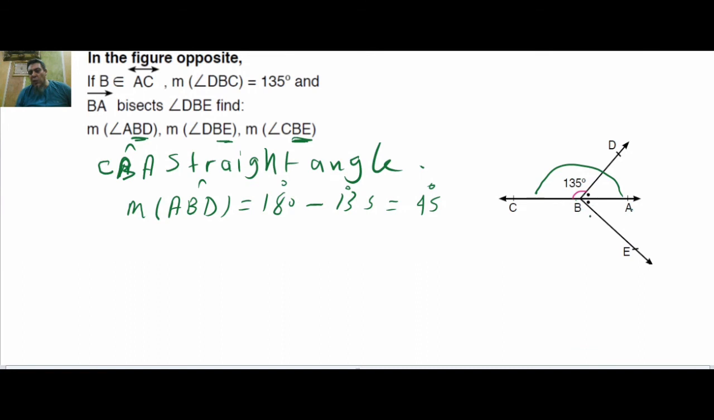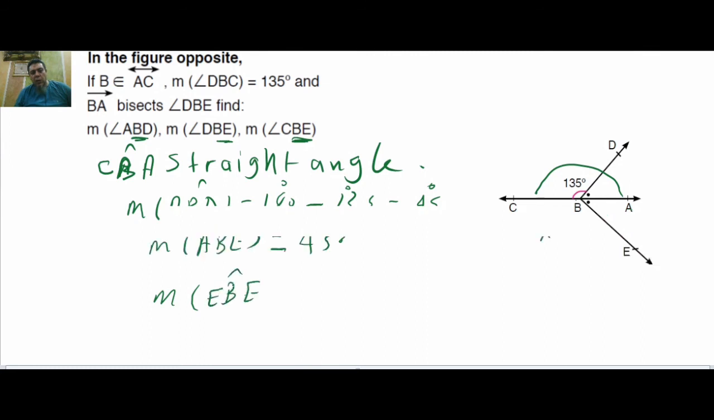The two angles DBA and ABE are equal. Then measure of angle ABE equals 45 degrees also. To find measure of angle EBC, measure of angle EBC equals 180 minus 45, equals 135. That's the end of our lesson. Thank you.